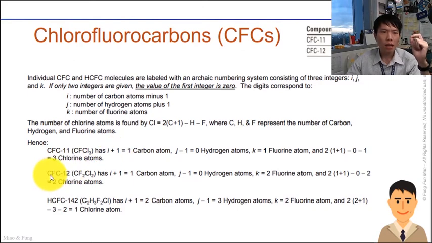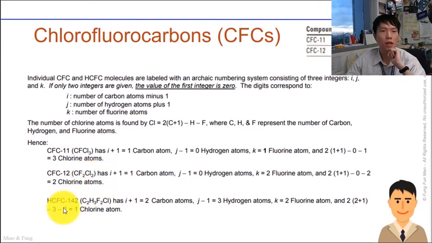Now CFC 1, 2. Right, so CF2Cl2. Why? Carbon 1, 1 minus 1 is 0, so 0 you don't include. Hydrogen how many? 0, right? So 0 plus 1 you get 1. So you have first digit 1. Then you have got how many fluorine? 2. So 1, 2. CFC 12.